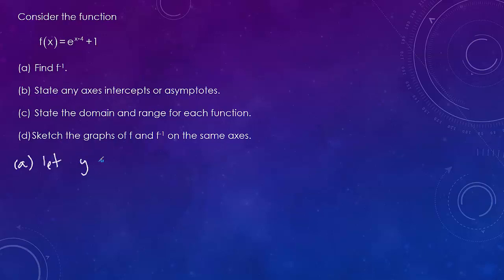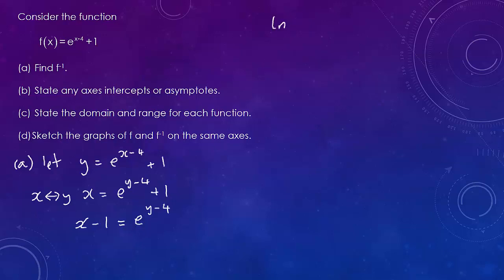So let y be equal to e to the x minus 4 plus 1, and then we interchange x and y. And now we want to make y the subject of the formula. So let's subtract 1 from each side. And then let's take the inverse function here. So natural log of both sides.